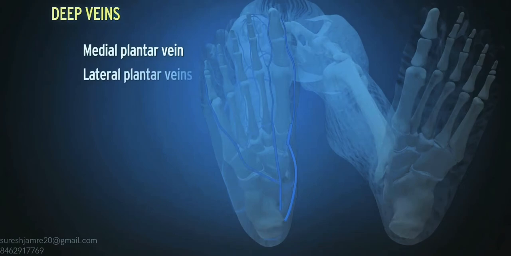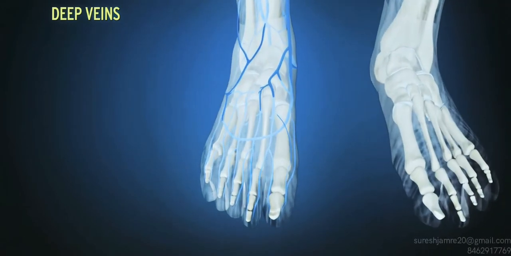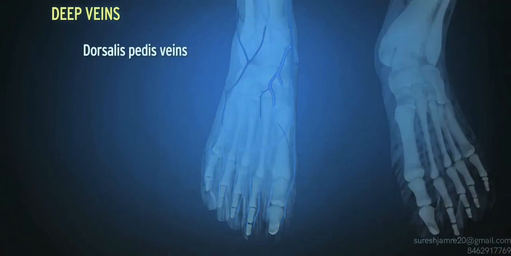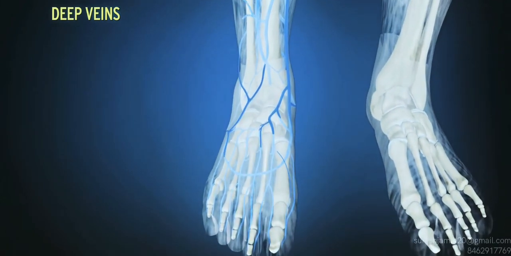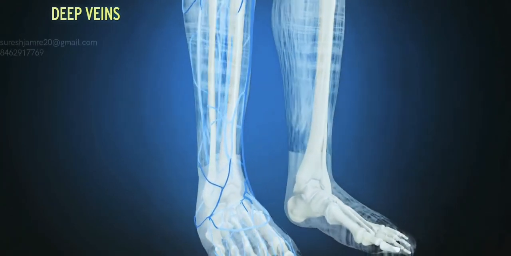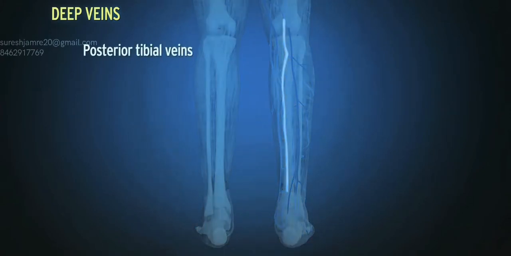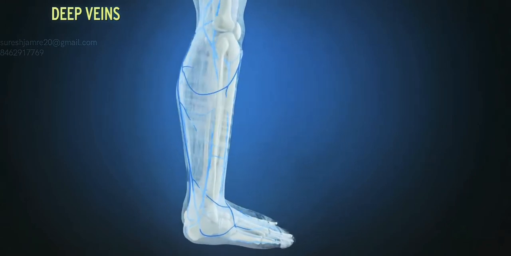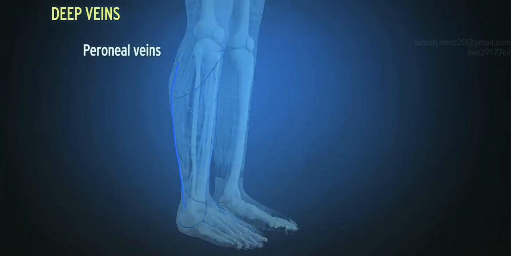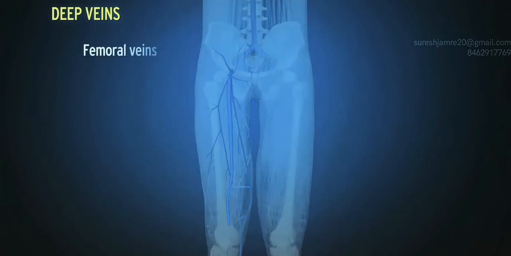Medial and lateral plantar, dorsalis pedis, anterior and posterior tibial, peroneal, popliteal, and femoral veins are the deep veins of the lower limb.